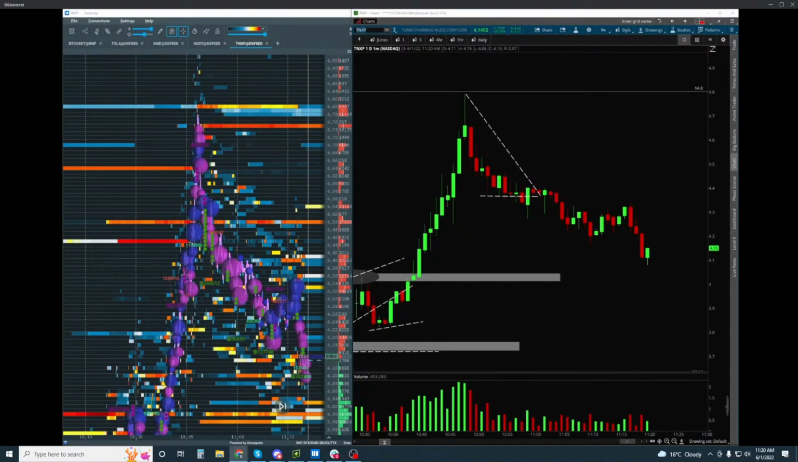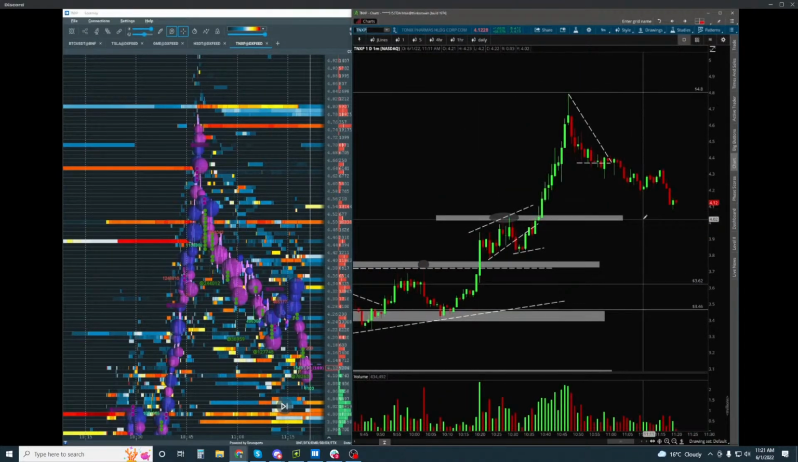Okay, TNXP 1 minute chart. So taking a good chunk of covers over here. We're near this demand zone, so we can expect some bounce over here. Pre-market high, remember, over here is 370.